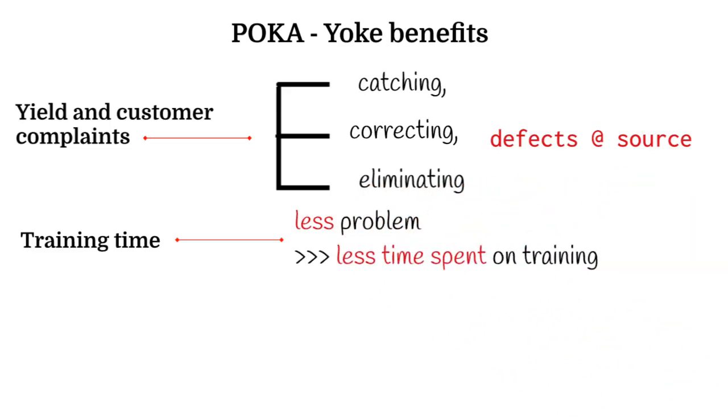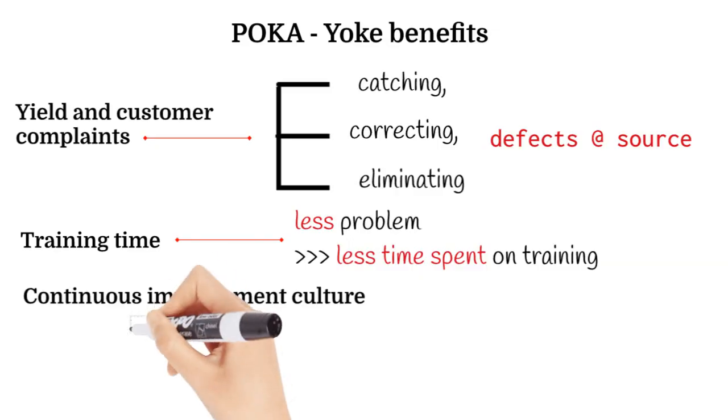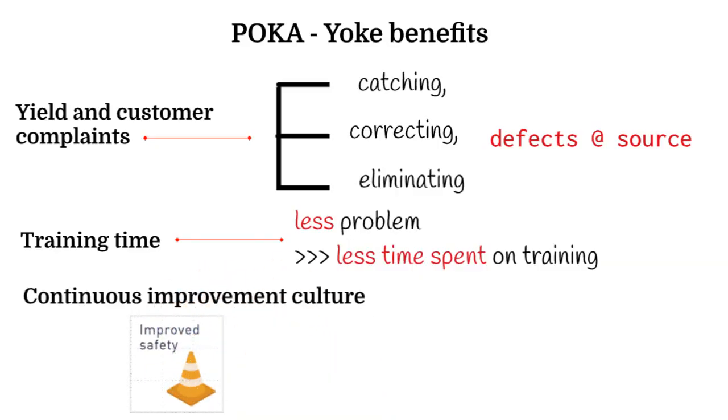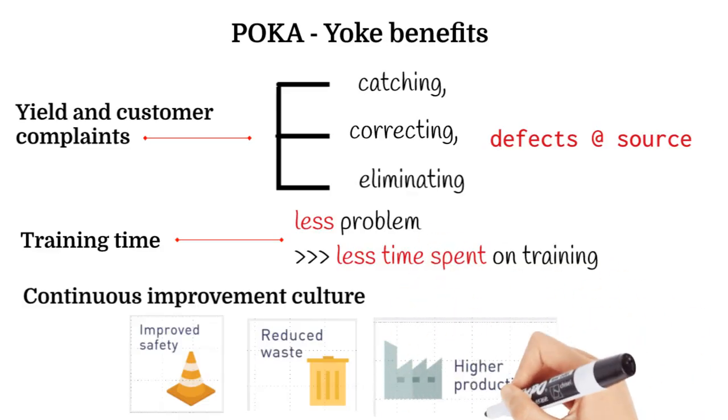Implementing Poka Yoke in a very structured manner promotes a culture of continuous improvement. As a result, it helps in improving safety, reducing waste, and achieving higher productivity.